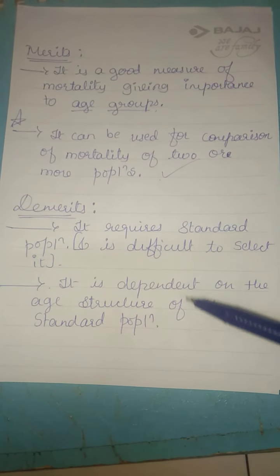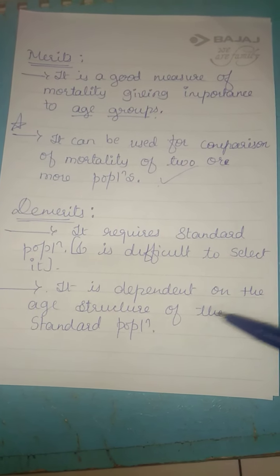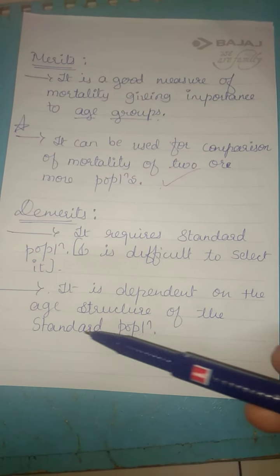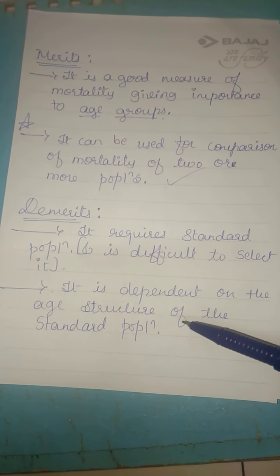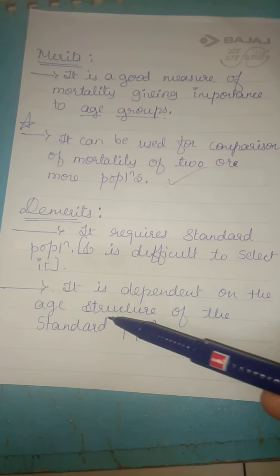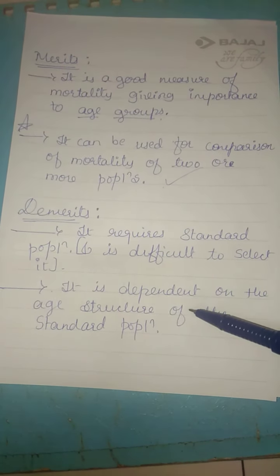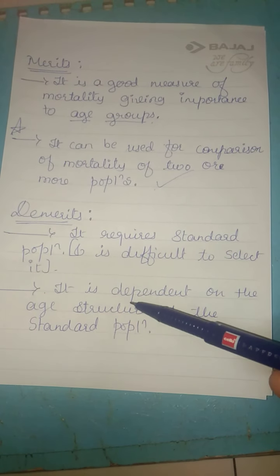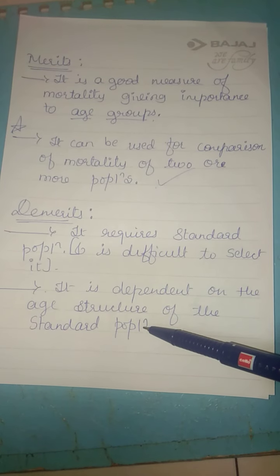Next, it is dependent on the age structure of the standard population. So we are using ASDR, age specific death rates. The same thing they have given here. It is dependent on the age structure of the standard population.